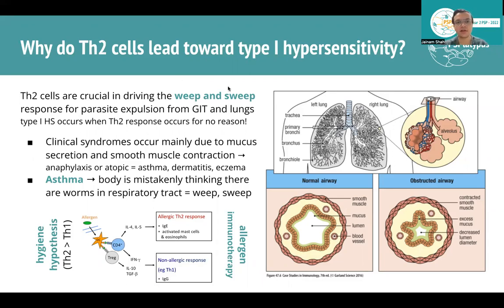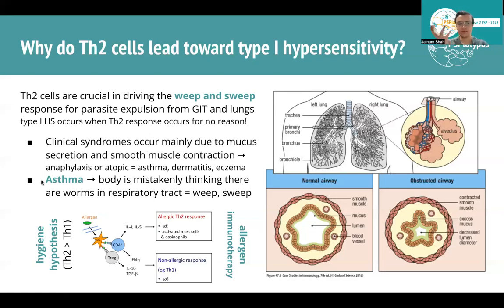And it's still a topic of debate why that happens in some patients and not others, but we suspect it's because there is more of a Th2 response than a Th1 response, so there's an imbalance. The clinical syndromes that you can see revolve around mucus hypersecretion and smooth muscle contraction. So the main ones that you should know at this stage is asthma, but there can also be an atopic triad. So asthma, dermatitis, and eczema, as well as the acute anaphylactic reactions.